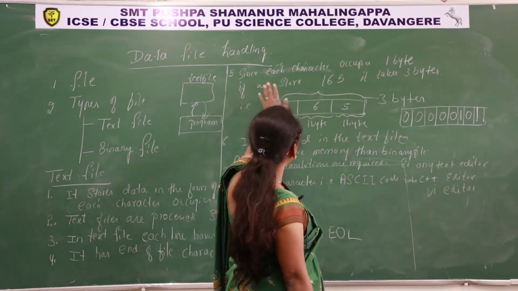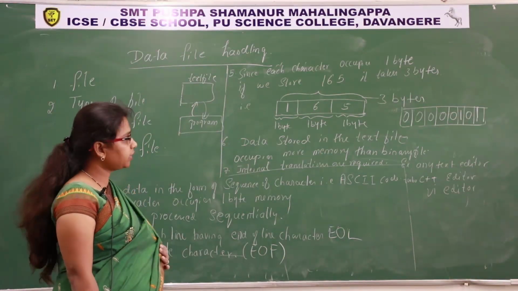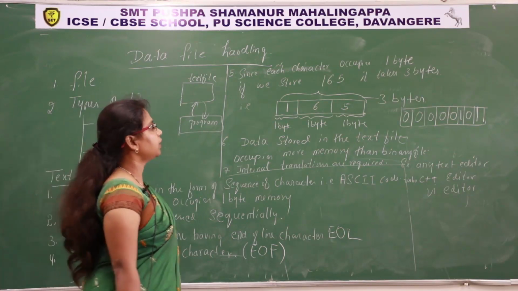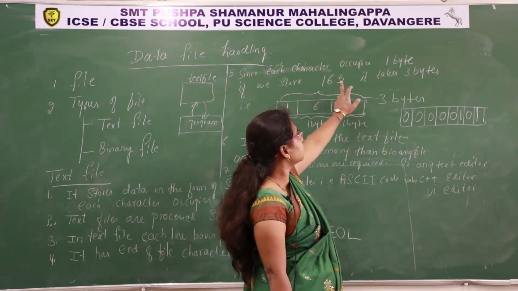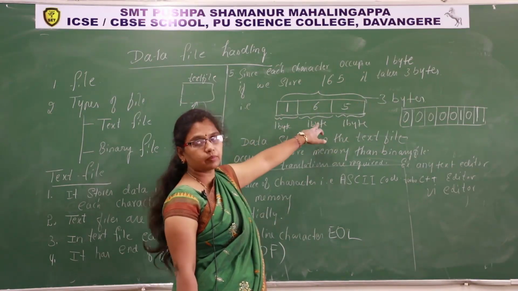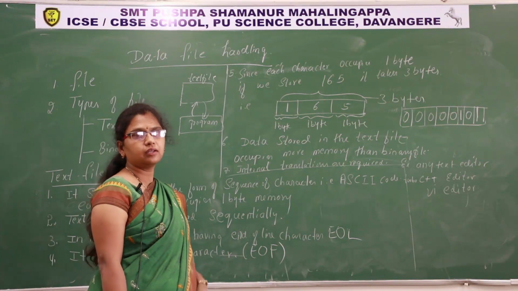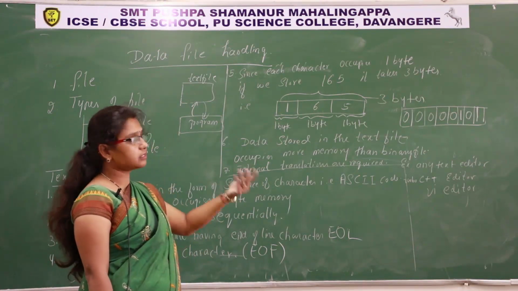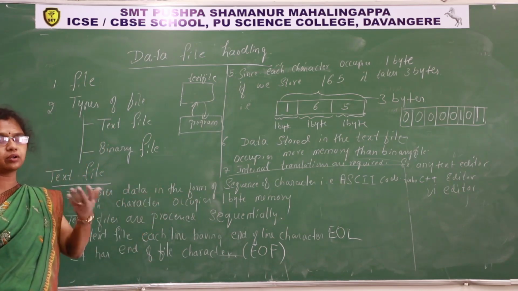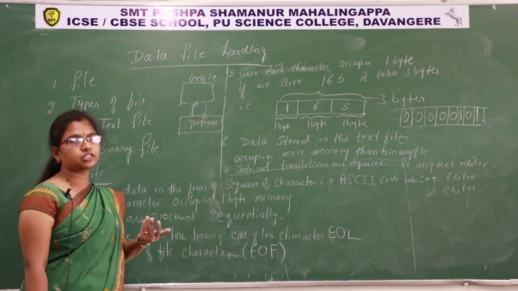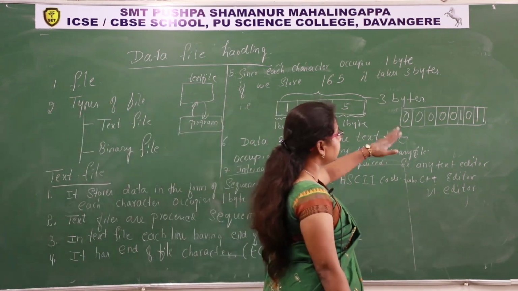Since each character occupies 1 byte, if we want to store 165, an integer, though it is an integer, it takes 3 bytes in the text file because each and every digit is treated as a character. 1 is a character, 6 and 5. Every character is 1 byte, so 3 bytes. The same data in a binary file takes 2 bytes because it is considered as an integer. Just as we declare a variable in the program and it allocates memory in the RAM, the same allocation happens in a binary file. If you store the same data in a binary file, it takes 2 bytes.